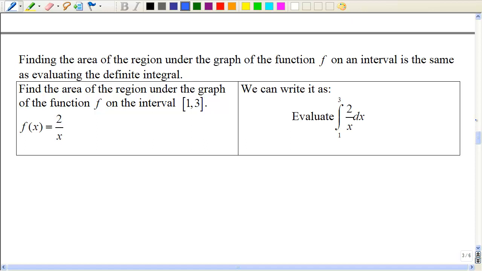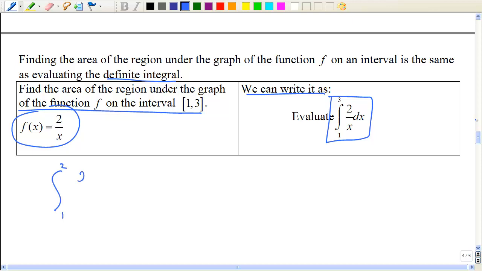Instead of saying "find the area of the graph" and giving you the function, it's just going to say "evaluate the definite integral," and they're just going to give you this. Same idea. You're still finding the area under the graph, just skipping those long words and putting them in a shortcut form. So let's work that problem.